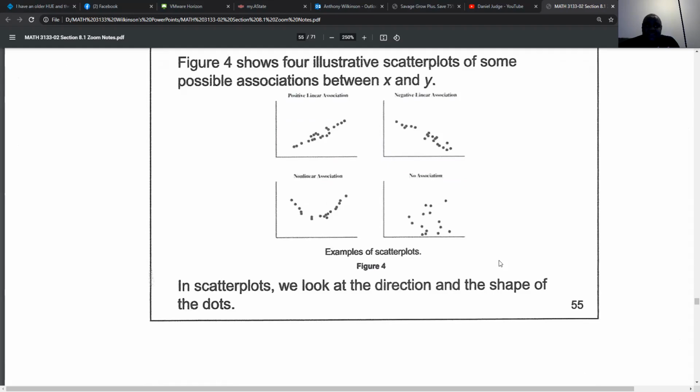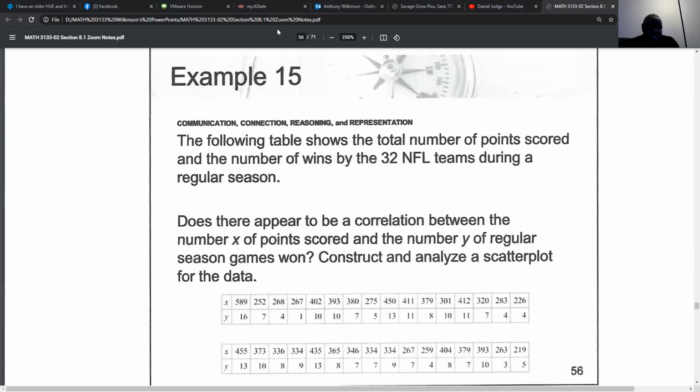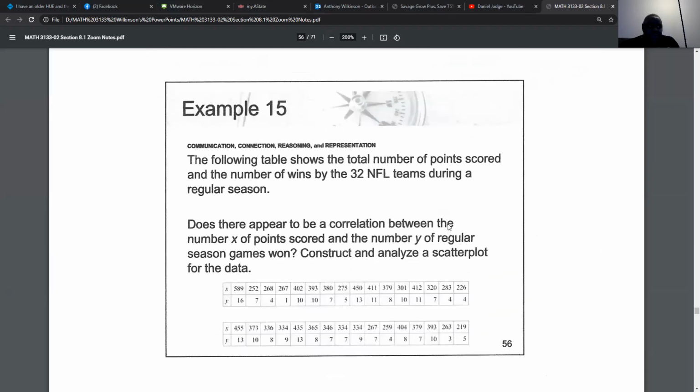Now, in a scatter plot, we look at the direction and the shape of the dots. So let's look at example 15 here. The following table shows the total number of points scored and the number of wins by the 32 NFL teams during a regular season. And here I want to find out, does there appear to be a correlation between the number x of points scored and the number y of regular games won? Let's say I want to construct and analyze a scatter plot for the data.